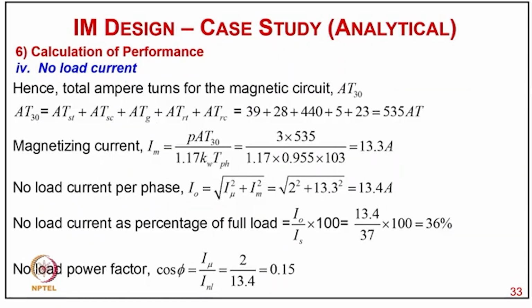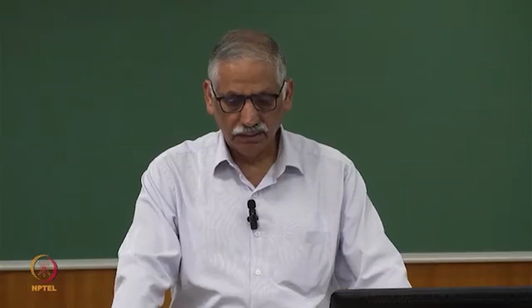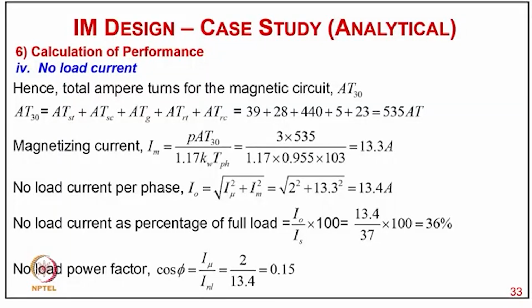Now since there are 5 parts in the magnetic circuit, the total ampere turns of the magnetic circuit will be: stator teeth MMF ATST, MMF required for stator core ATSC, air gap MMF required for air gap ATG, MMF required for rotor teeth ATRT, and MMF required for rotor core ATRC.